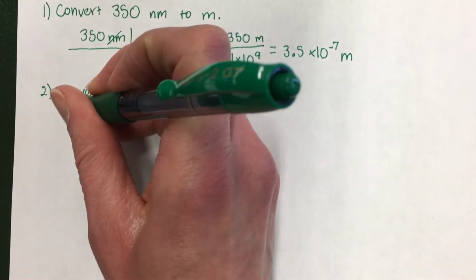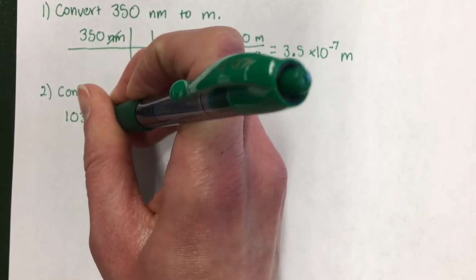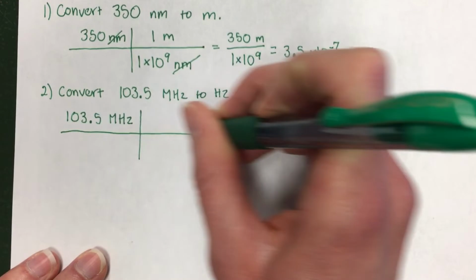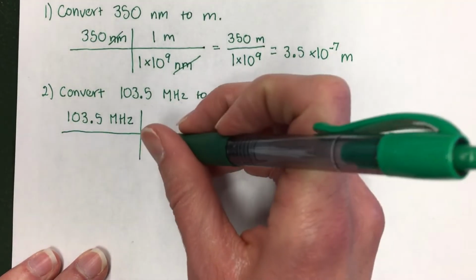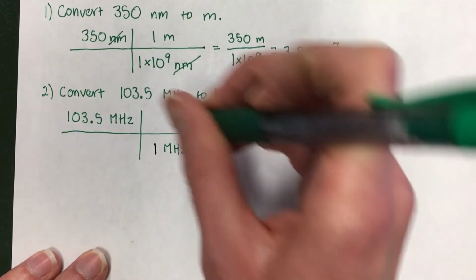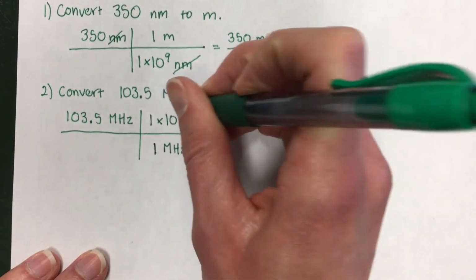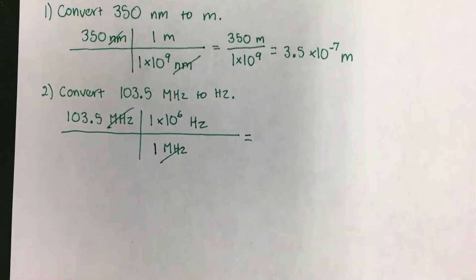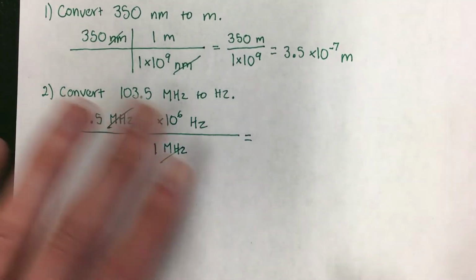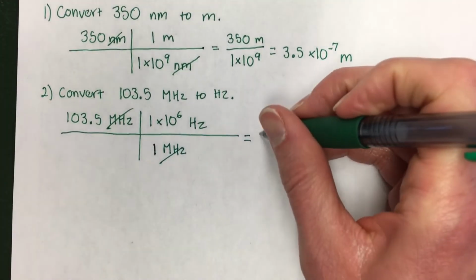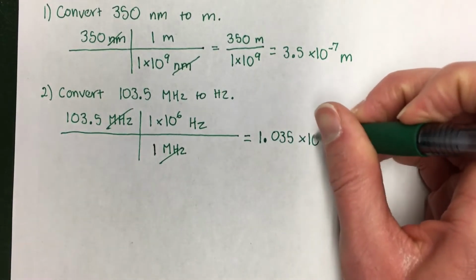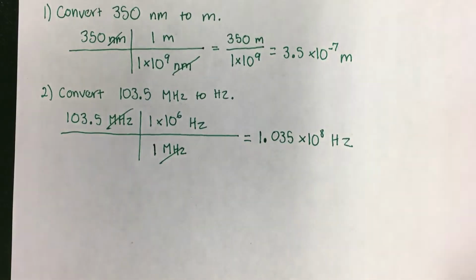Anyway, so if we want to convert that to hertz, we put our 103.5 megahertz on the top left. And then we know that in 1 megahertz, there are 1 times 10 to the 6th hertz. Megahertz will cross out. And then I'm not going to multiply this in my calculator because I think you guys can do that. You end up with 1.035 times 10 to the 8th hertz. Okay, so that's how we're going to be doing some conversions.